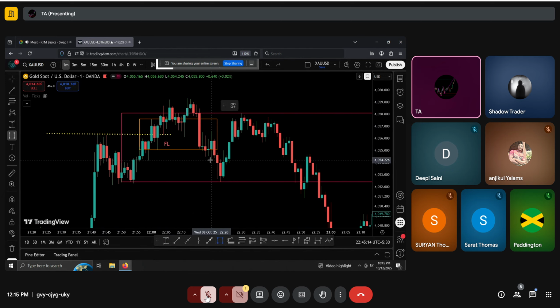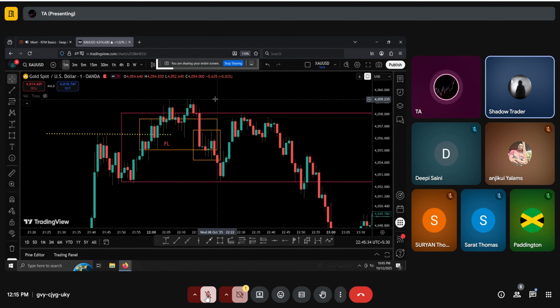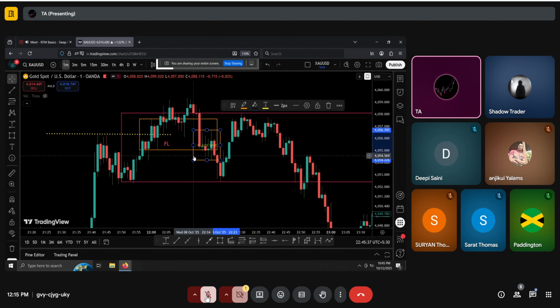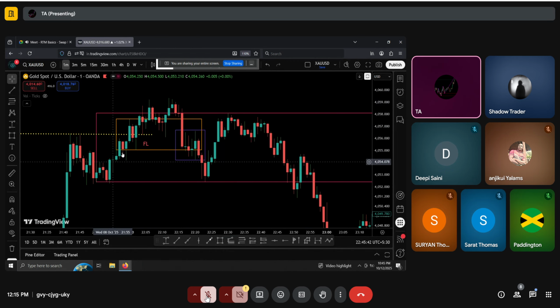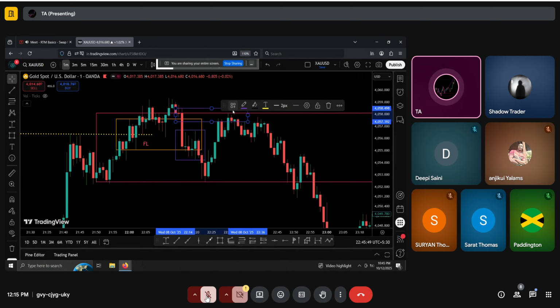Here our RS was created, and this did not reach this DP area where price fell. If we go to the lower time frame, this decision point will be somewhere here, right? This is FL. If this is FL and this is the RS, then where is our DP for this structure? It will be somewhere here. Our DP will be somewhere here.